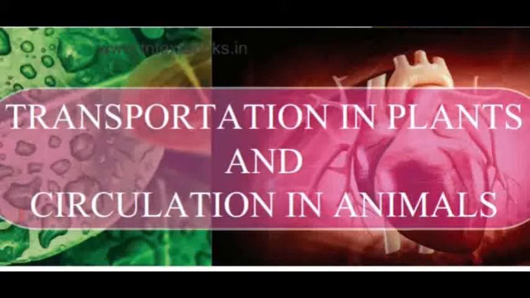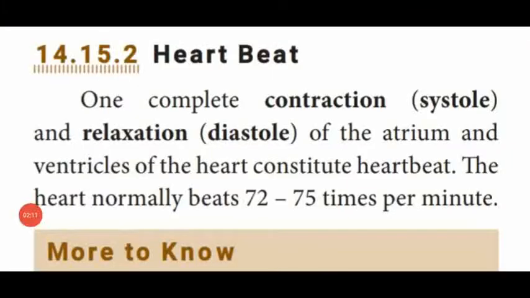In this video, we are going to see the heartbeat and the initiation and conduction of heartbeat. Dear students, the heart consists of a special type of muscle known as cardiac muscle. This cardiac muscle has two actions, one is contraction, another one is relaxation. The contraction phase of the cardiac muscle is said to be systole and the relaxation of the cardiac muscle is known as diastole.